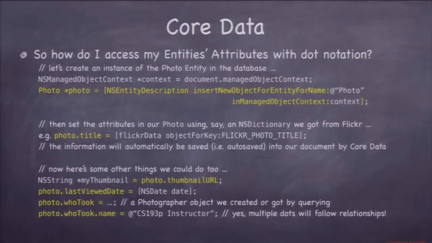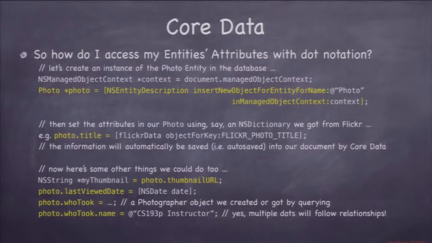I can obviously do photo.whoTook = some photographer object, but I can even say photo.whoTook.name = the name of the photographer. So if I have a photo *, I can actually set the name of the photographer who took that photo. Okay, so I'm just using dot notation. This is normal dot notation. It's just that Photographer implements name, and Photo implements whoTook, and whoTook is a Photographer.